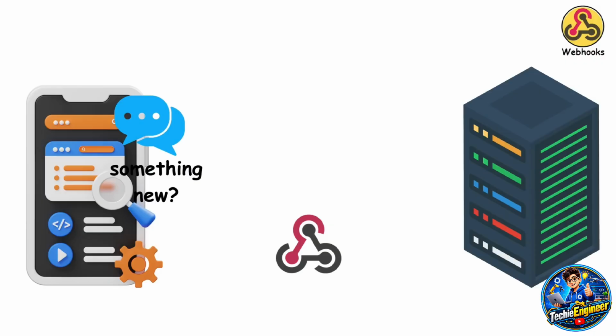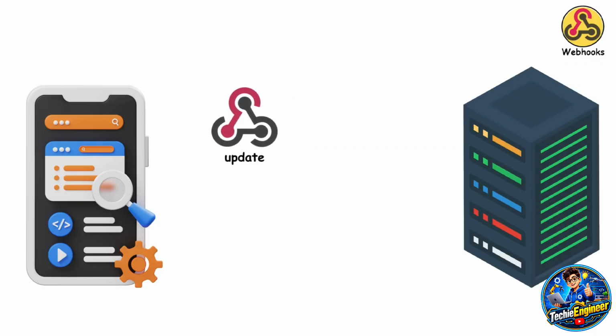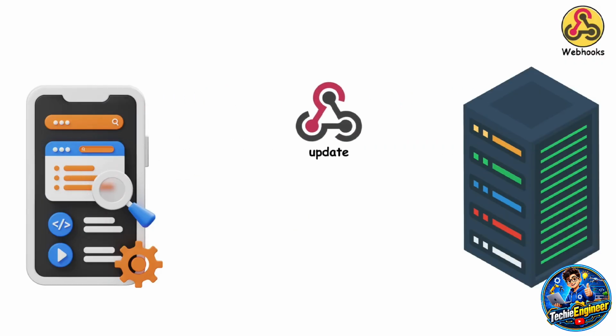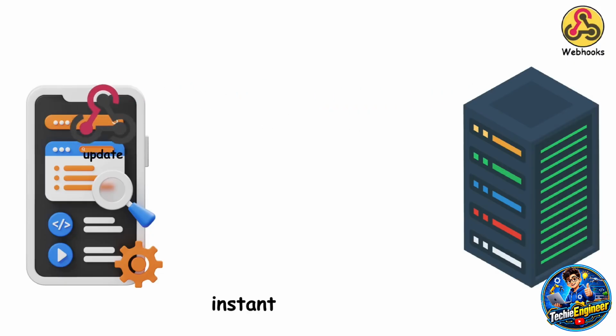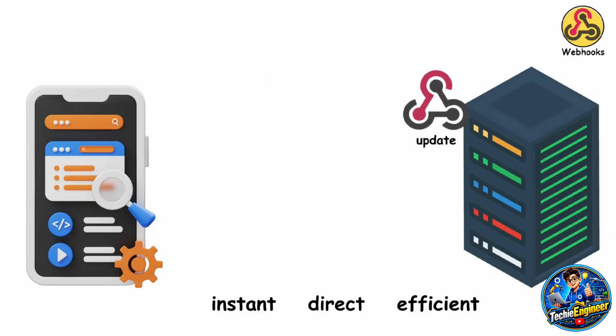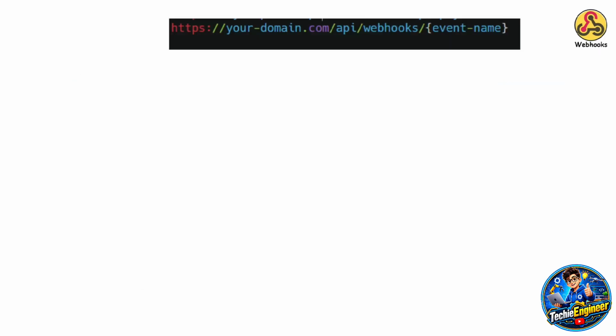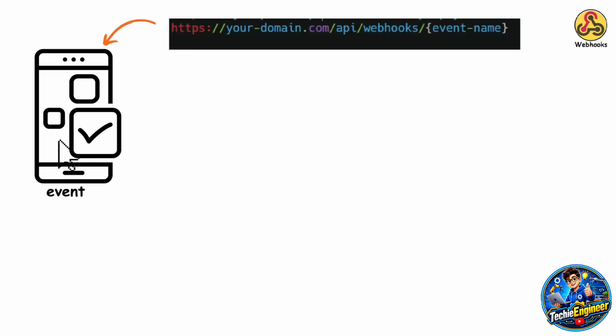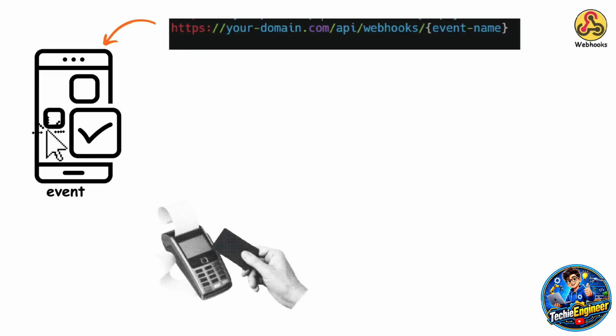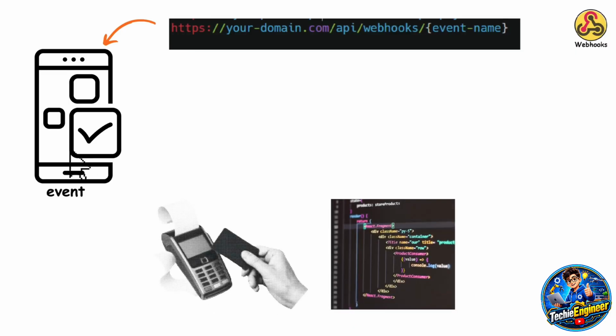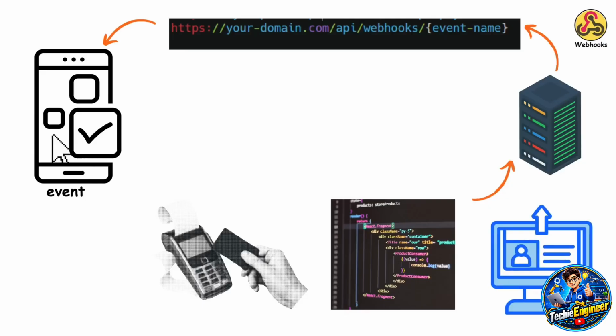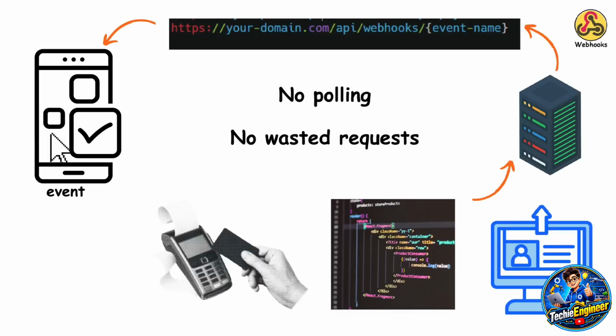Instead of you asking, the API calls you. It's like the mailman ringing your doorbell the moment a letter arrives. Instant, direct, and efficient. Let's see how it works. You set up a callback URL in your application. Whenever an event happens, like a new payment, a code push, or a form submission, the service sends a POST request with the event details straight to your callback URL. No polling, no wasted requests, just real-time updates.